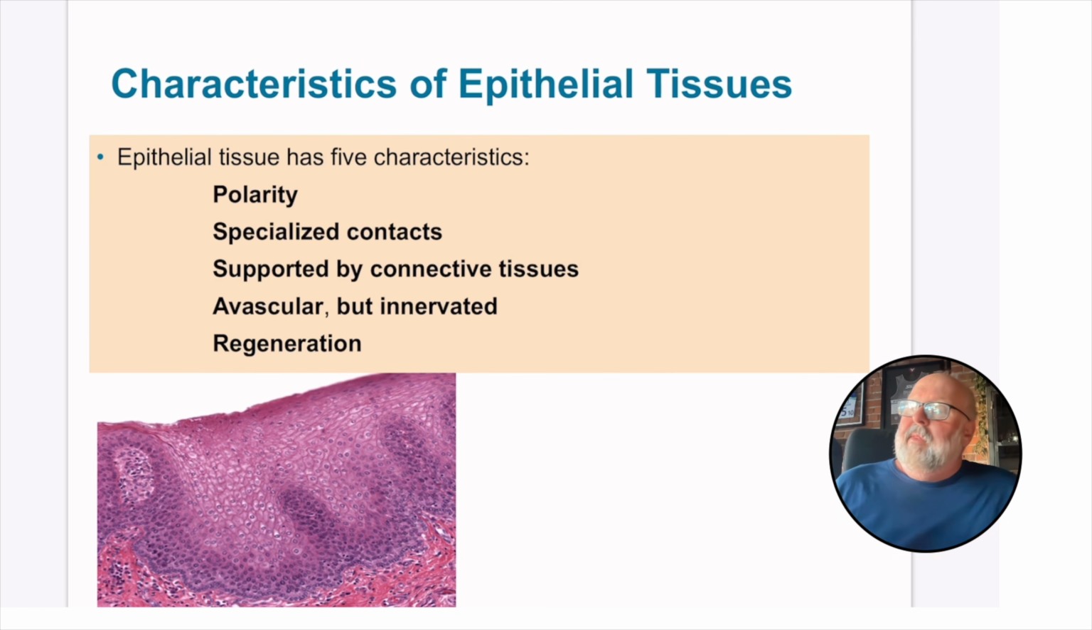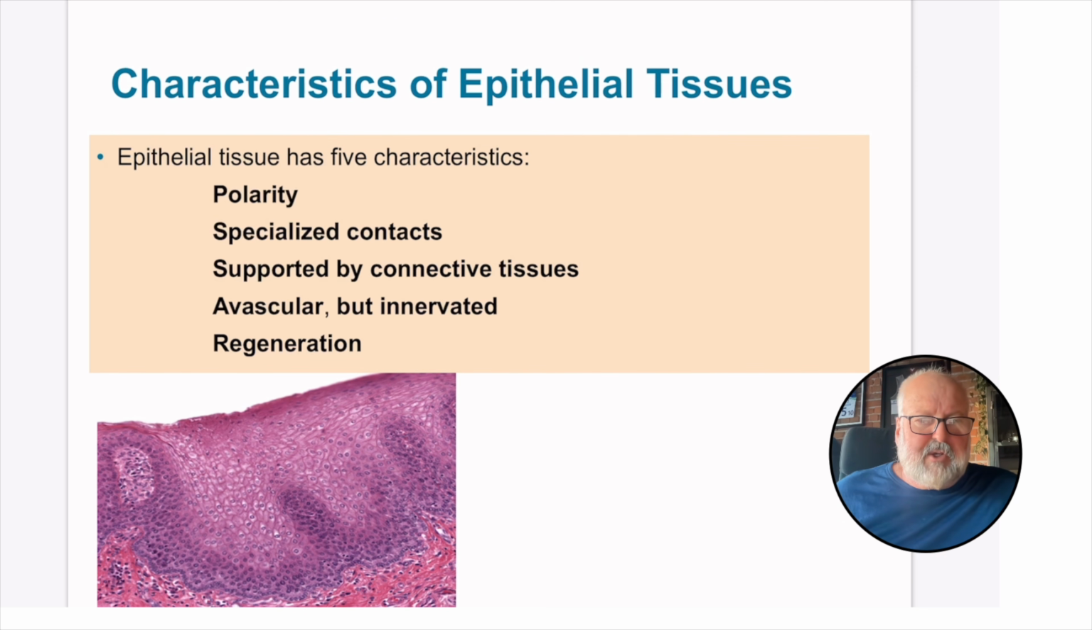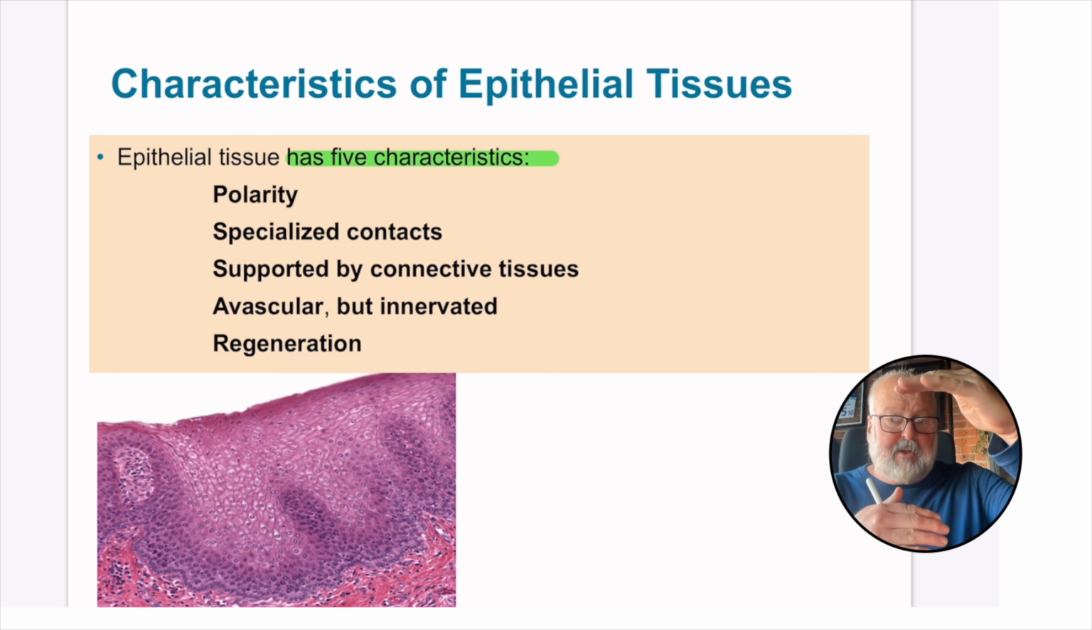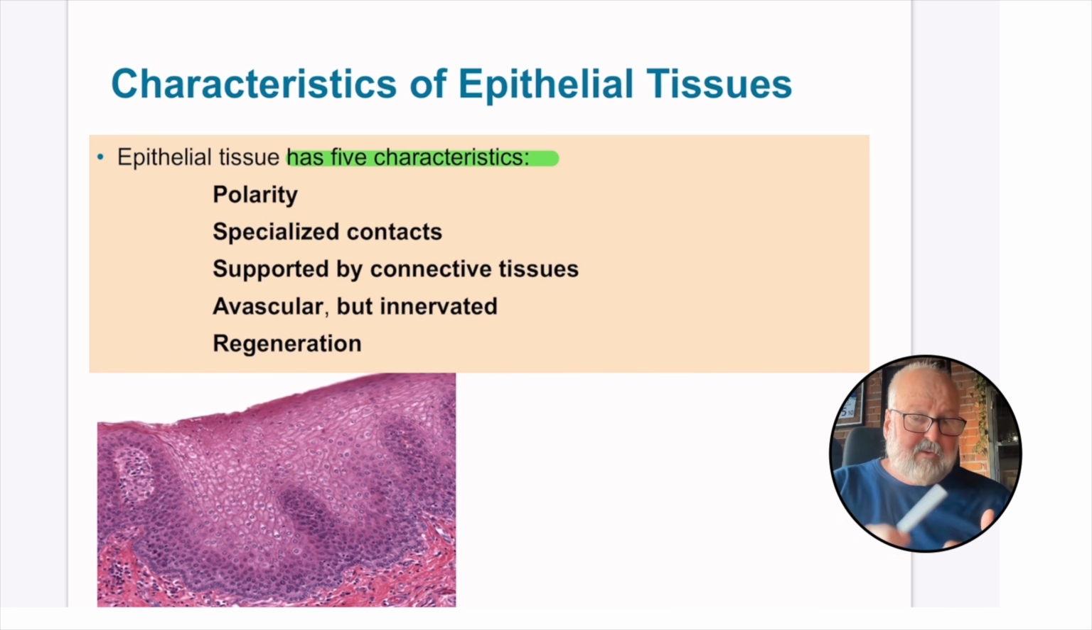Now, let's look at some more characteristics when it comes to epithelial tissue. There are five big characteristics, and we're going to walk through each one, but let's introduce what they are. Number one is polarity. The top and the bottom of the tissue are quite different. Next, because these are tissues that are stuck together with no real matrix between them, they have specialized contacts, things we've seen before, like desmosomes. We'll have a look at that.